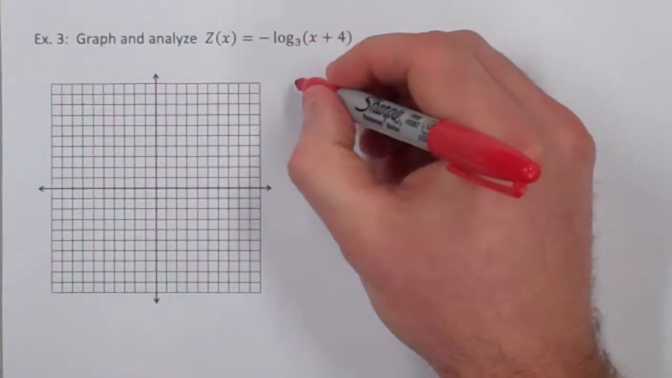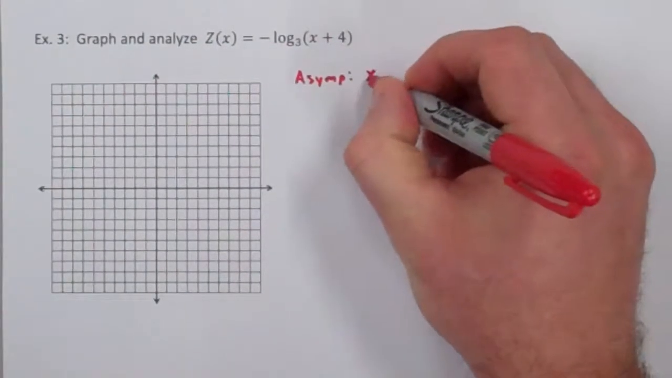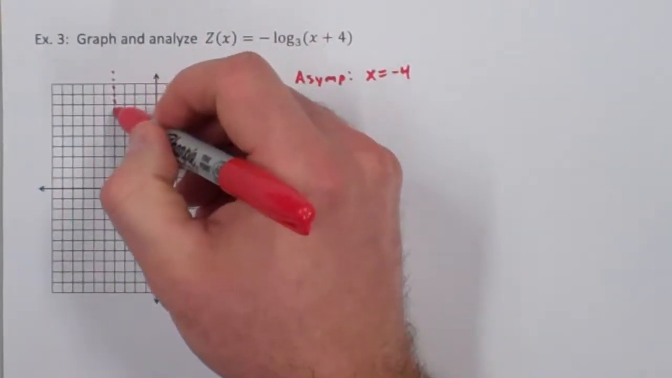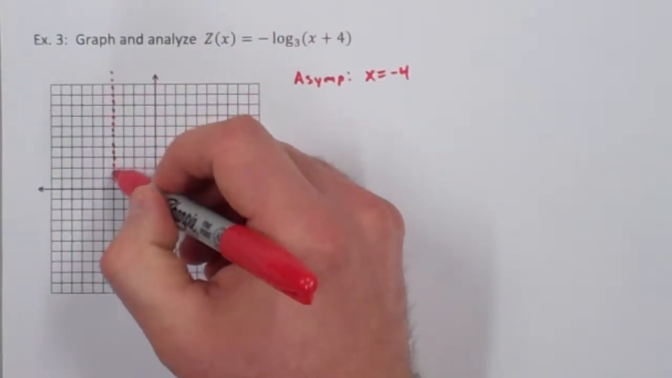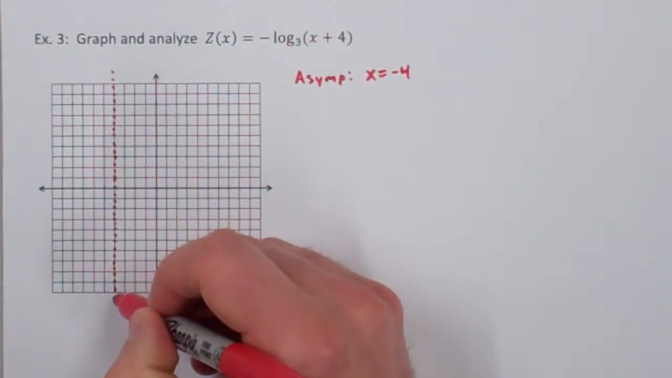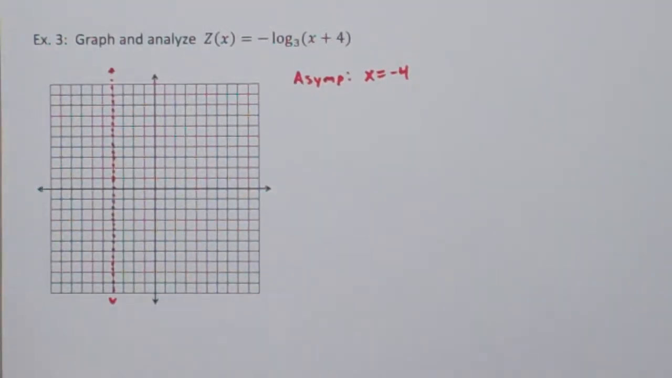As a matter of fact, right away, we could write that our asymptote is x is equal to negative 4. And you can plot it if that helps you to graph. It's often a good idea to do that so that you don't cross that line, because we definitely don't want this graph existing over here to the left.